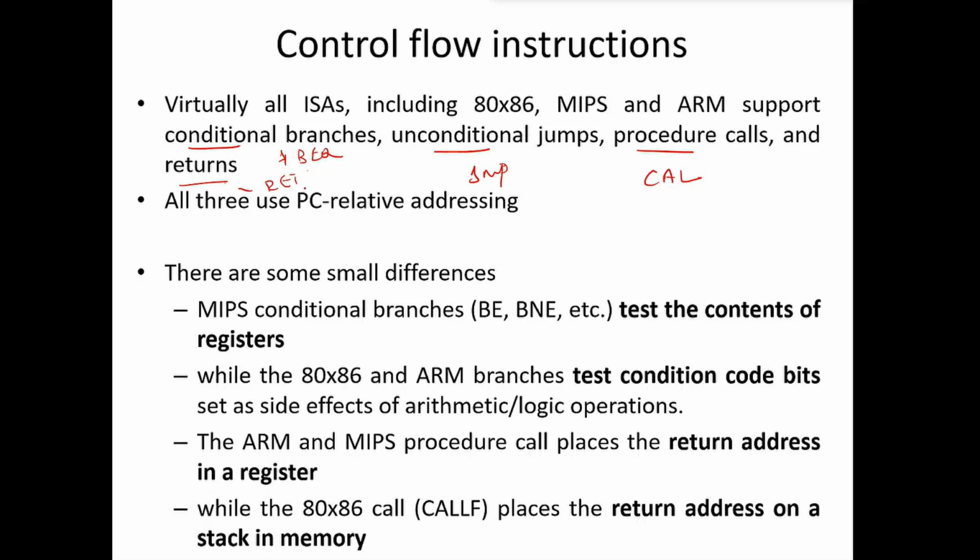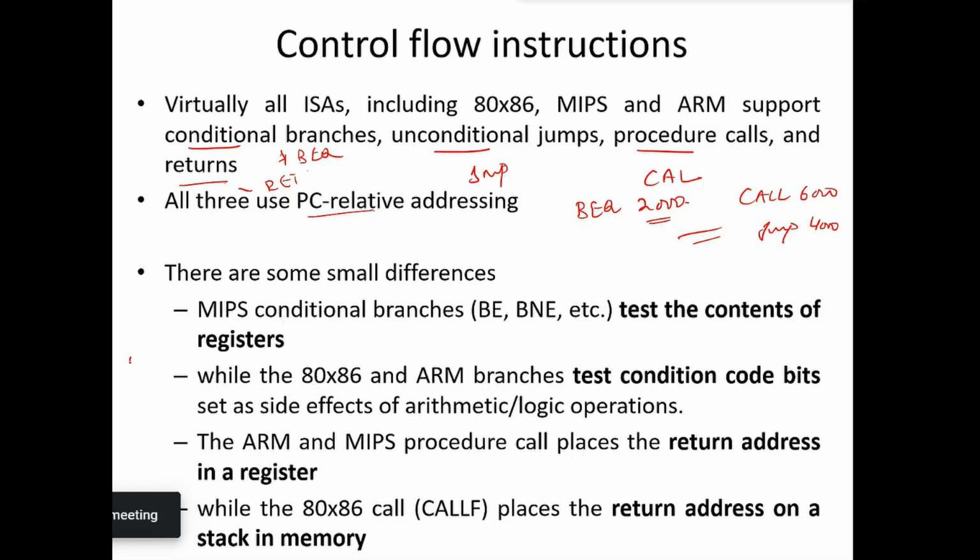So all those three, conditional, unconditional, and procedure, will use PC relative addressing. Just now we saw: branch equal 2000, call 6000, jump 4000. So these all come under control flow instructions. Clear?